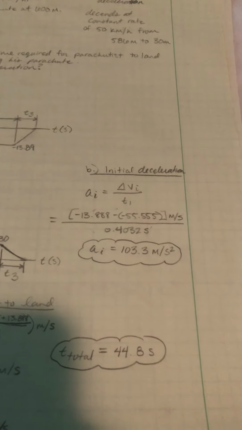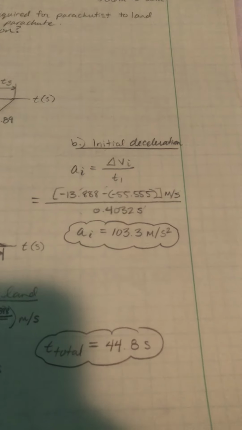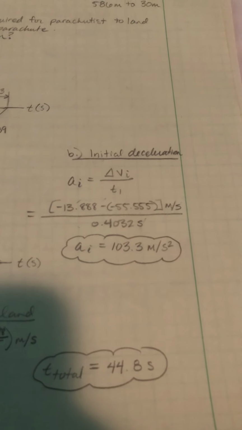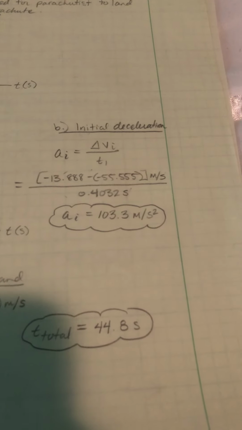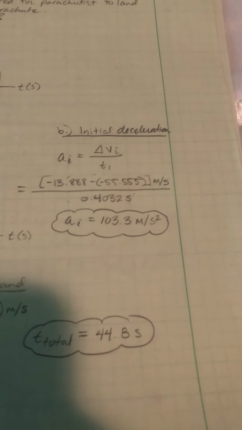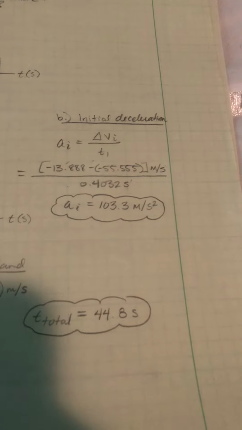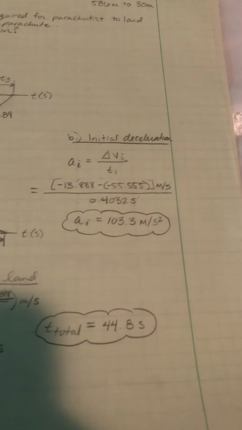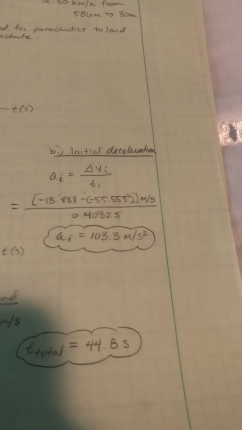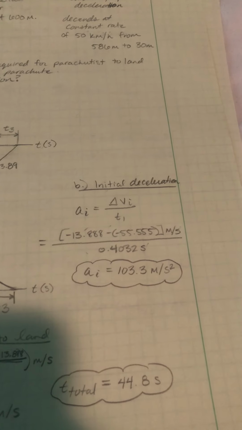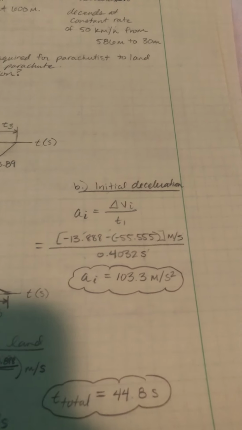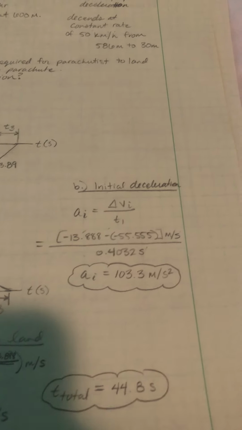Part B, for the initial deceleration, we take negative 13.888 meters per second minus negative 55.555 meters per second. Dividing that by t1 as our initial time, we find that the initial deceleration is 103.3 meters per second squared.